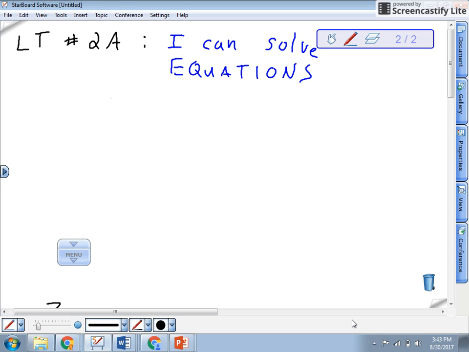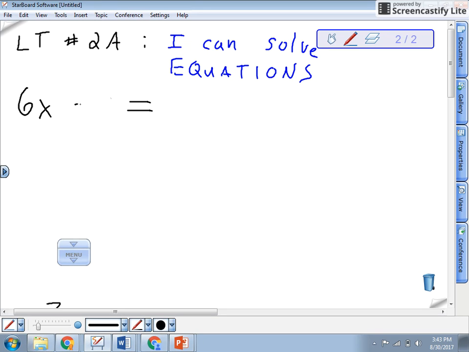So equations, what makes something an equation? Well, you know something is an equation if it has an equal sign. If you see an equal sign, you know it's an equation. We're going to have to solve the equation. To solve an equation, we have a variable. So let's take a look at our first example.